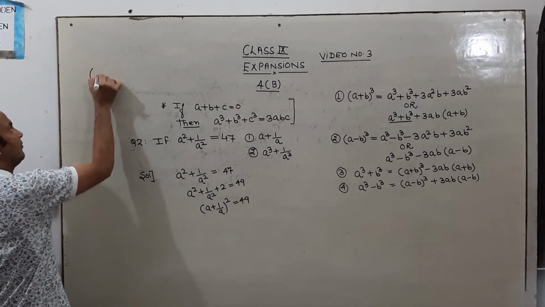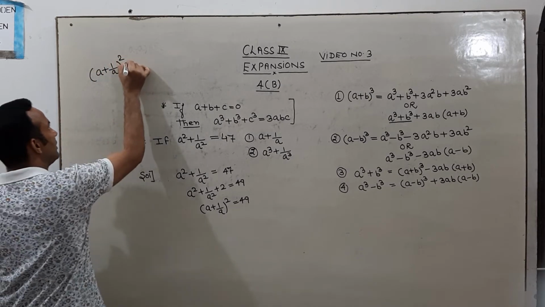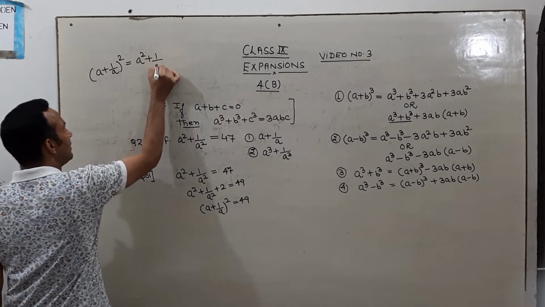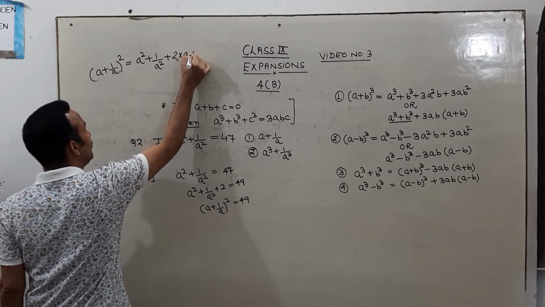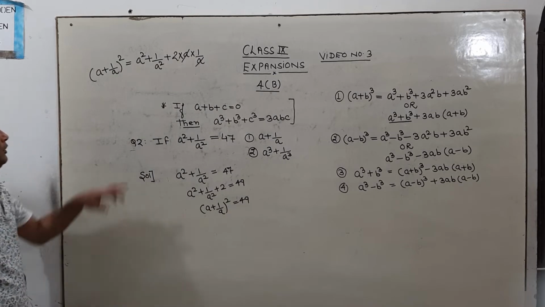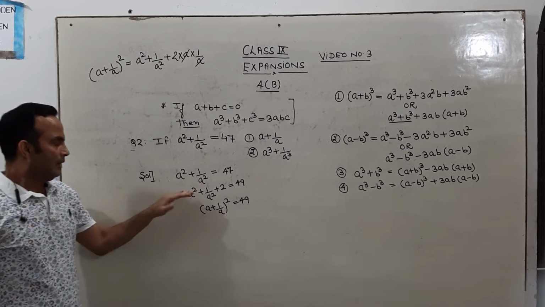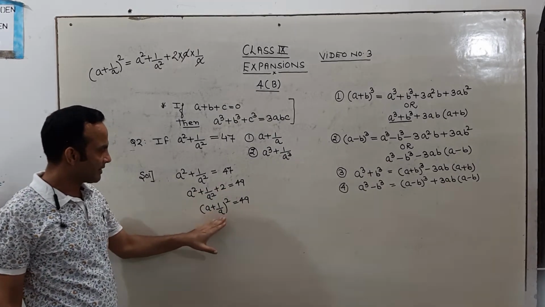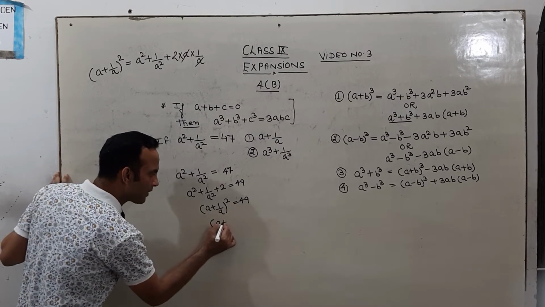Because you can see (a plus 1 upon a) whole square is what? a square plus 1 upon a square plus 2a into b. देखिए a से a कैंसिल हो रहा है, so you can see a square plus 1 upon a square plus 2. Okay, to make it a perfect square, we add 2 on both sides, and we obtain (a plus 1 upon a) whole square is equal to 49.